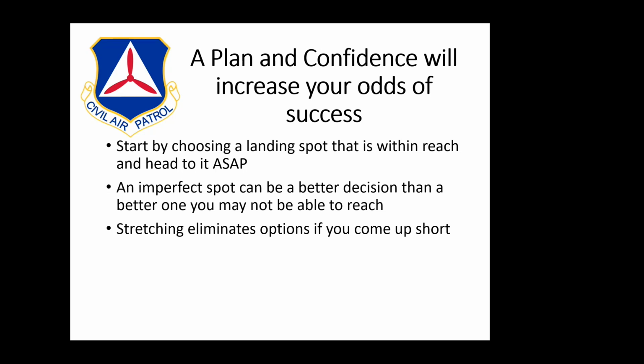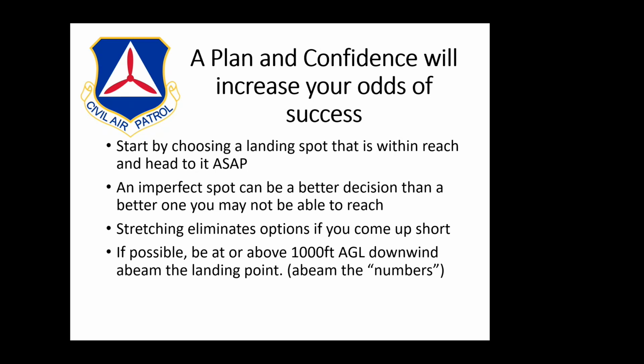Because stretching eliminates options if you come up short. You are out of energy. Once you're out of energy, you're done. So the objective is we'd like to be at or above 1,000 feet AGL, downwind, abeam the landing point. So abeam the numbers, just like we do when we normally land. Otherwise, we're going to aim for upwind over the numbers.